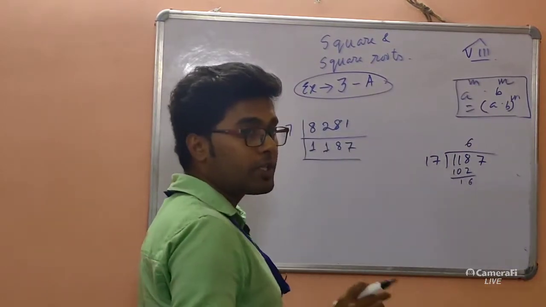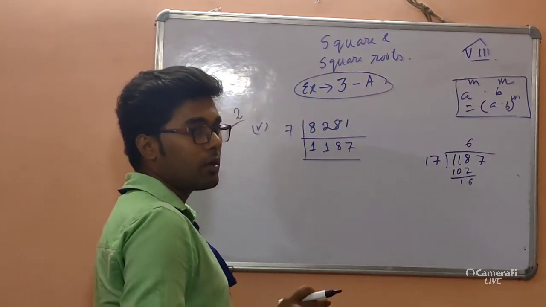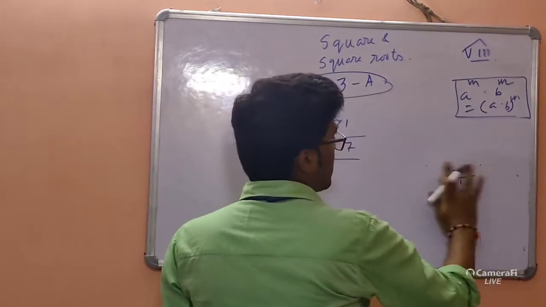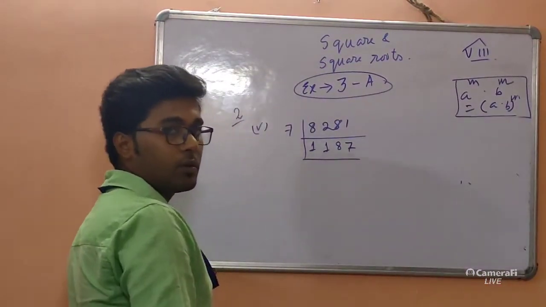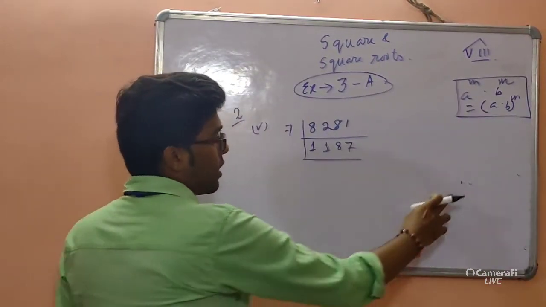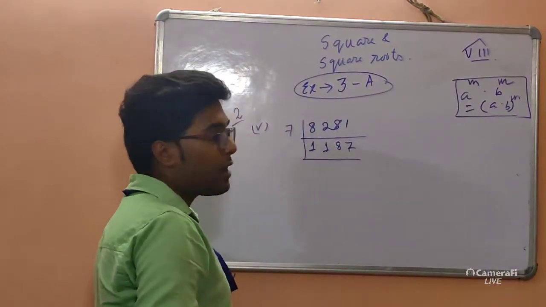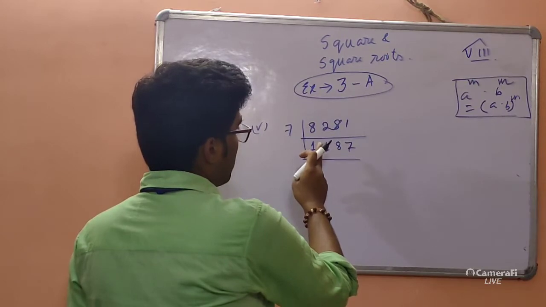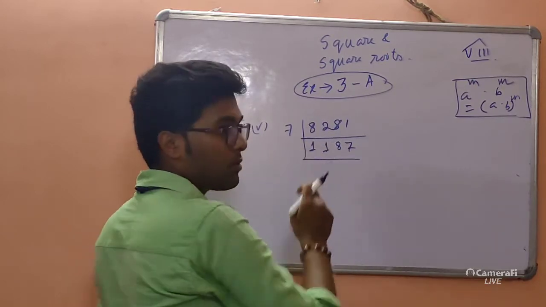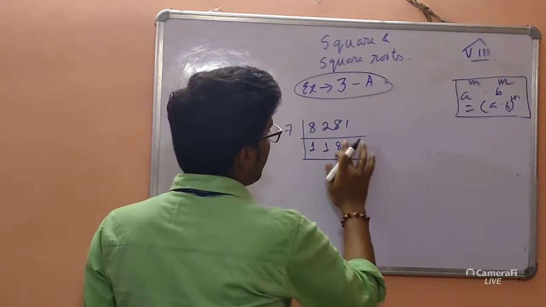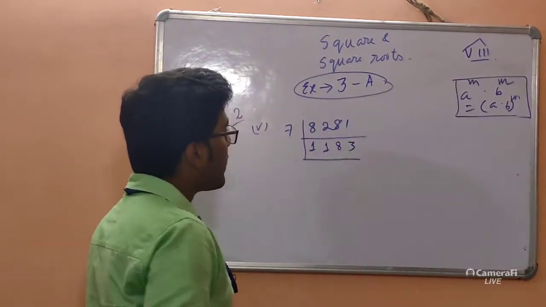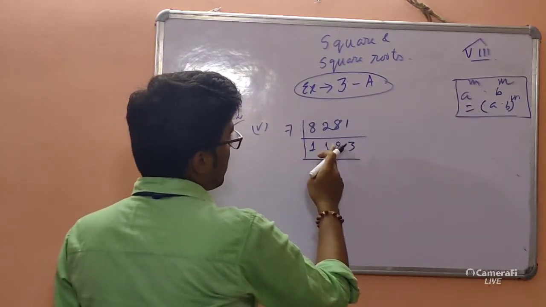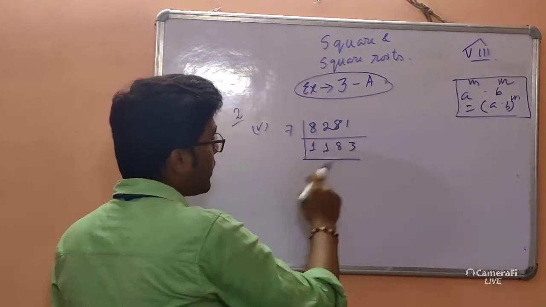We have to find which number it is divided with. So 17 it is not going. It's a tough number. So let us think. Here it will be 3. That's why it is not going. It will be 3.